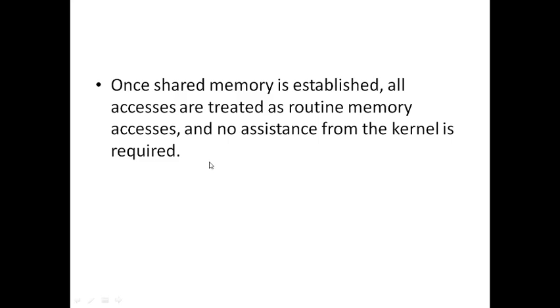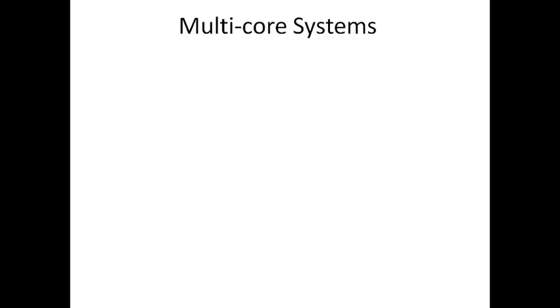So once the shared memory is established, then all accesses are treated as routine memory accesses and no OS assistance is required. Now coming to multi-core systems, multi-core systems are slightly different. They are neither multi-processor systems nor uniprocessor systems. They are in between. Multi-processor systems are systems which have separate CPUs that are physically separated.